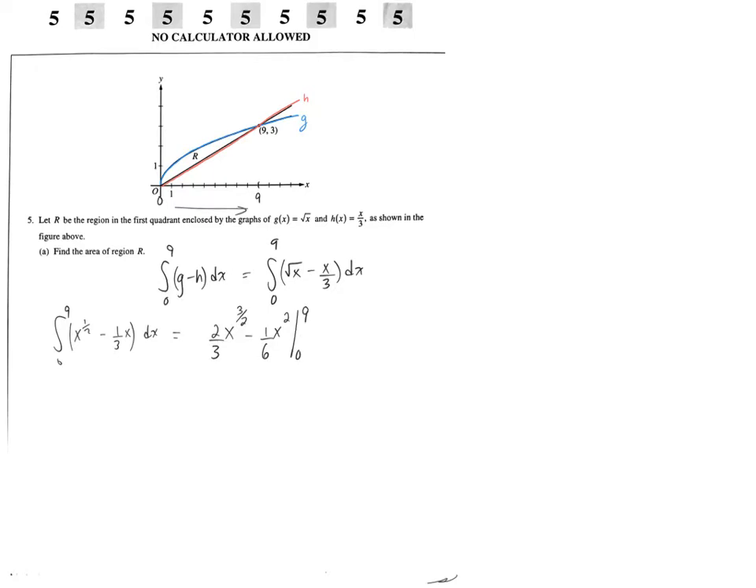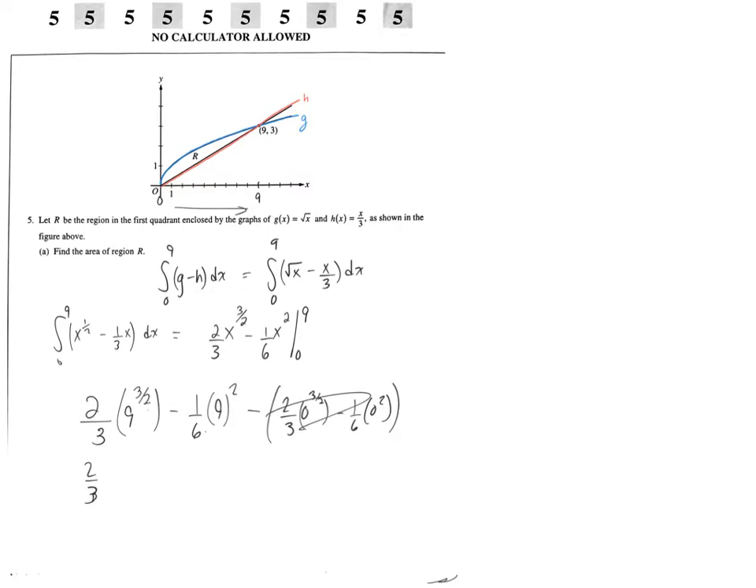Very nice to have perfect squares as our limits because we're taking square roots. Very, very nice to have 0 as our lower limit because that is just going to go to 0. So we're going to substitute 9 in: 2/3 of 9 to the 3/2 minus 1/6 of 9 squared, minus what we get when we plug in 0, which of course is just going to be 0, but I'm going to write it for posterity's sake anyway: 1/6 of 0 squared.